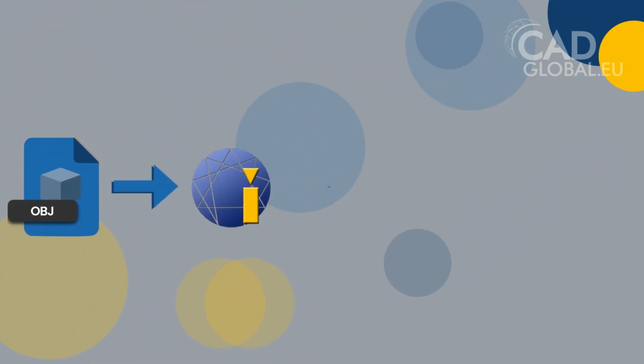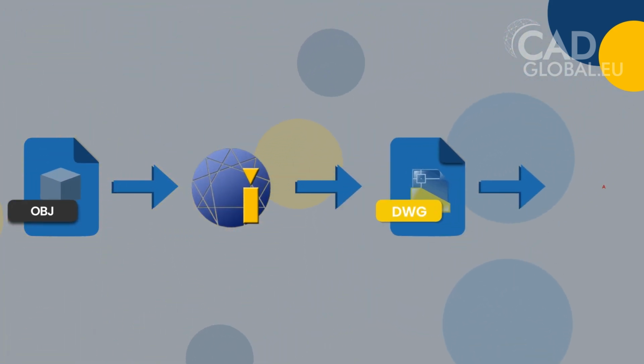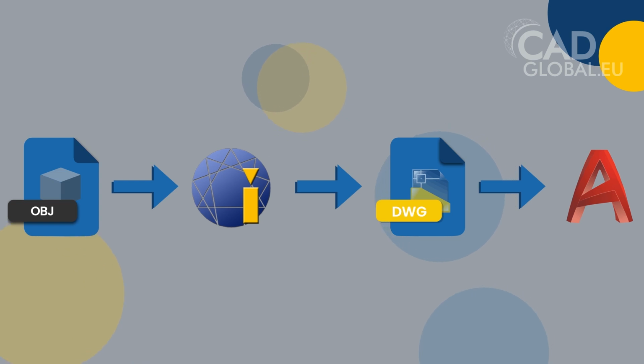Unfortunately, AutoCAD does not support importing or exporting OBJ format. The only way to import OBJ format into AutoCAD is to open it with another program like progeCAD, then save it in a format that AutoCAD supports, such as DWG. This method also works for any program that doesn't support the OBJ format.